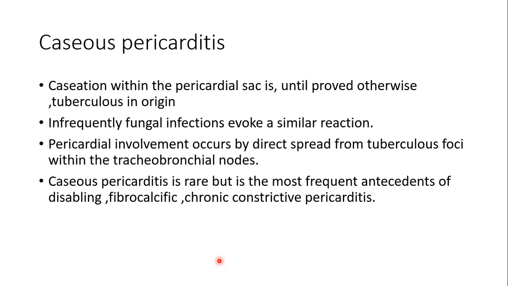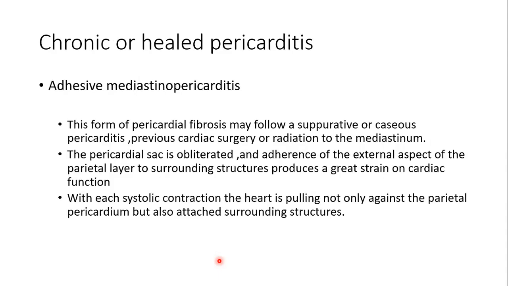So pericardiac involvement can occur by direct spread from the tuberculous foci within the tracheobronchial nodes. Caseous pericarditis is rare, but is the most frequent antecedent of disabling fibrocalcific pericarditis, and can also lead to chronic constrictive pericarditis.